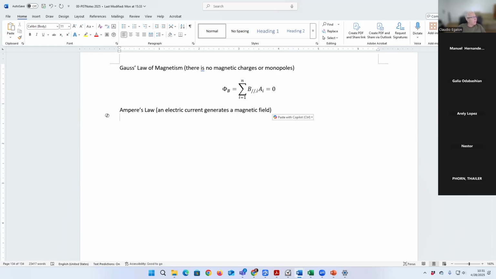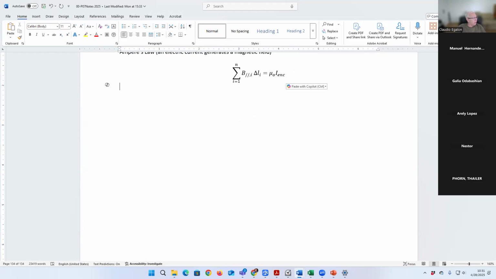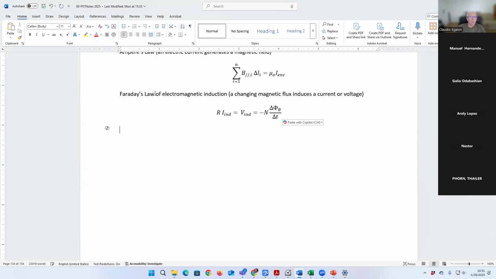And then we have Ampere's law. Electric current generates a magnetic field, like that. And then we have Faraday's law of electromagnetic induction. The induced electric potential is equal to the change in the magnetic flux multiplied by the number of turns of your electric circuit.